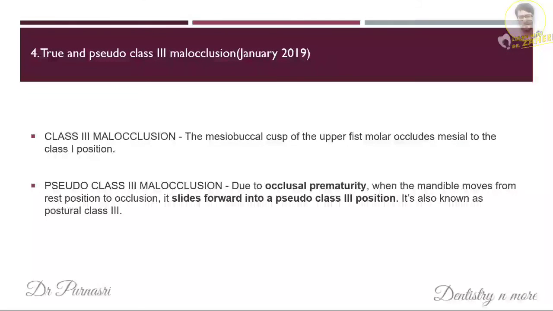True and pseudo class 3 malocclusion. So this I have already discussed. Class 3 malocclusion normally is when the mesiobuccal cusp of the upper first molar occludes mesial to the class 1 position. And in pseudo class 3 malocclusion, what happens is there is an occlusal prematurity which causes the mandible to move forward, and then it closes in a class 3 position. So it's also called a postural class 3.